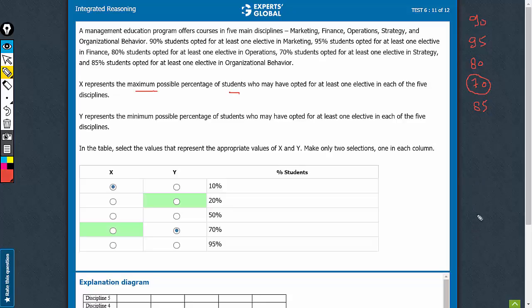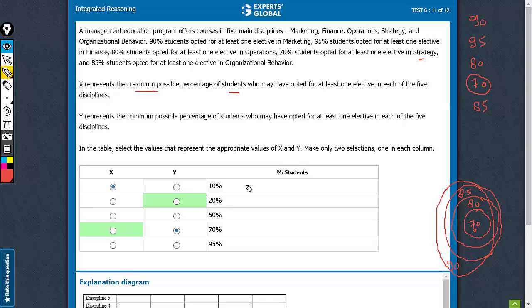So we can assume that this 70 happens to be common to the other values, 80, 85. While the other values, there may be some overlap, some not. Something like this. This can be my 90. But I can assume that 70 is common to all the values, and therefore the maximum possible answer can be 70. Of course, we cannot say that 70% students opted for strategy and 75% opted for all five.